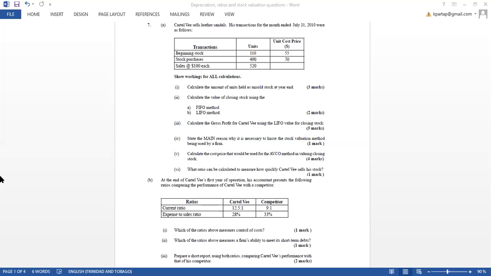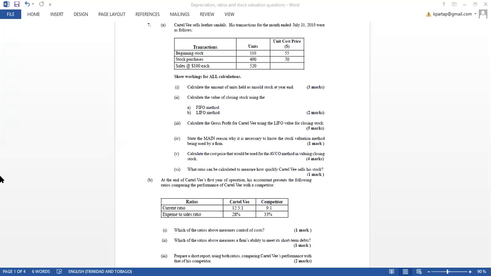And state the main reason why it is necessary to know the stock valuation. Well, you will give a reason. Then calculate the cost price that will be used for the AVCO method in valuing closing stock. We did the AVCO method as well. So you need to figure out what's the average cost. Remember, average cost, you just multiply the units by the price for the different sets of goods, add them together and divide them by the total number of units. So I'm giving you hints. What ratio can be used to calculate how quickly the stock is selling? You did this yesterday, so you should look back and you should find this.